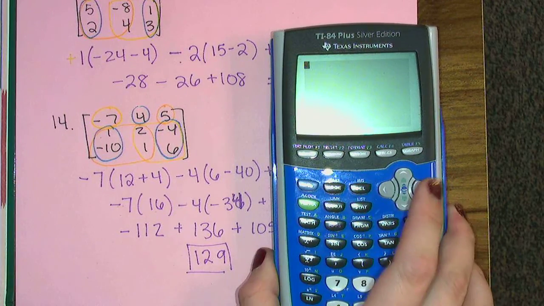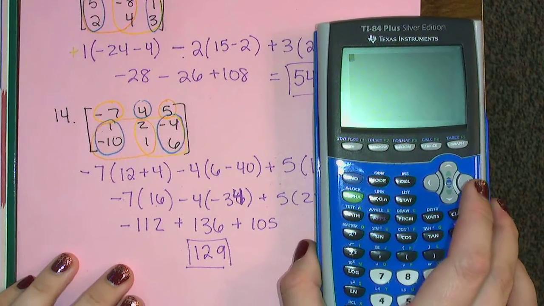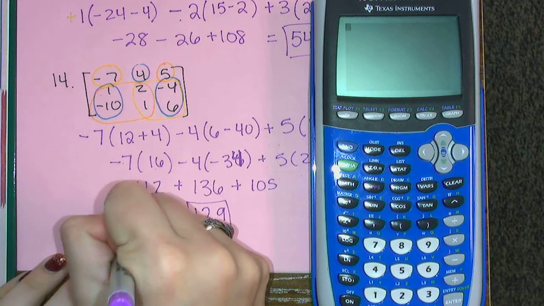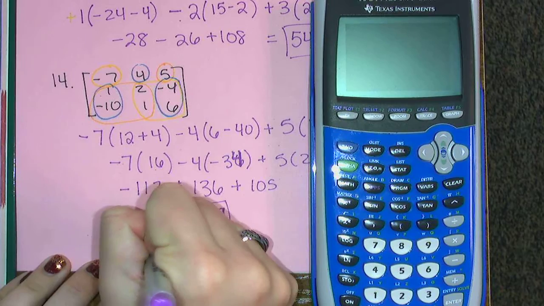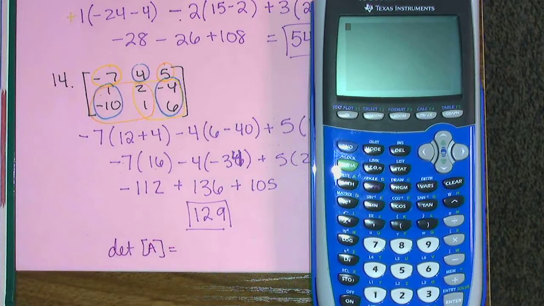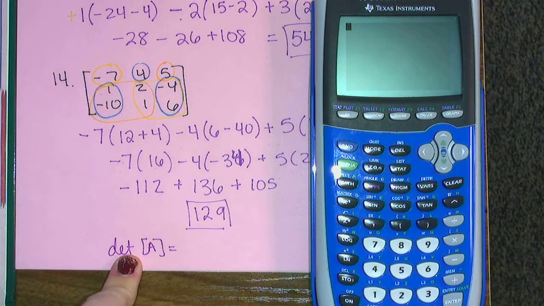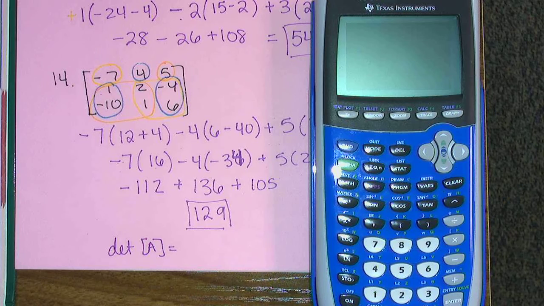Just so you know, if I give you one and I tell you, hey, use your calculator to find the determinant, what you need to do to show me how you're doing it is write the determinant of A is equal to, and then whatever value it gives you. That's how I'll know you used your calculator. Alright, everybody have their matrix in?